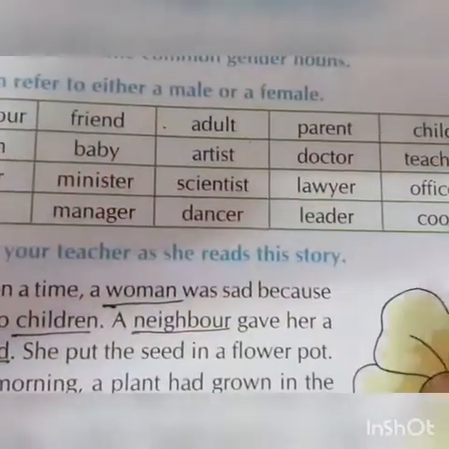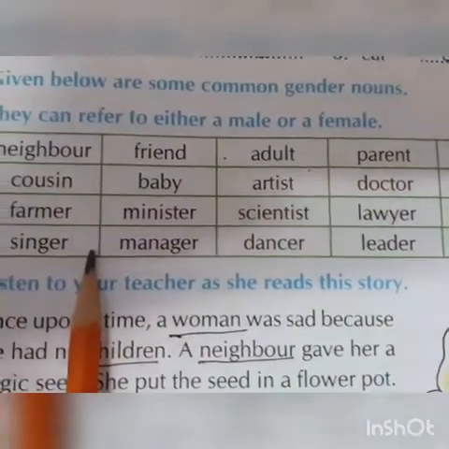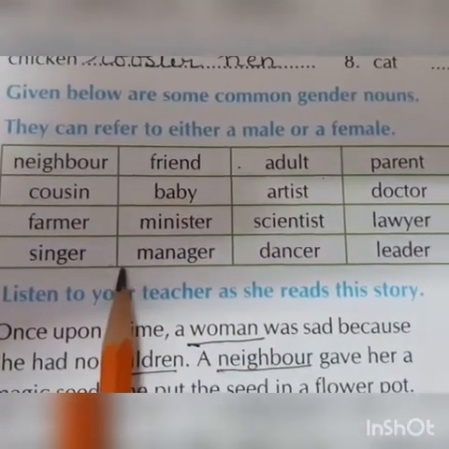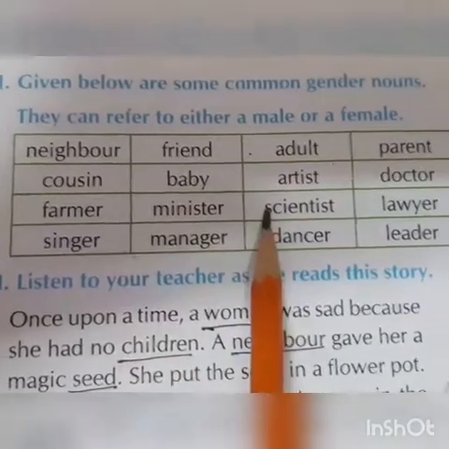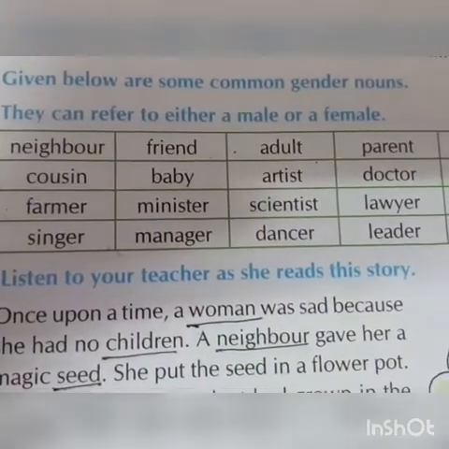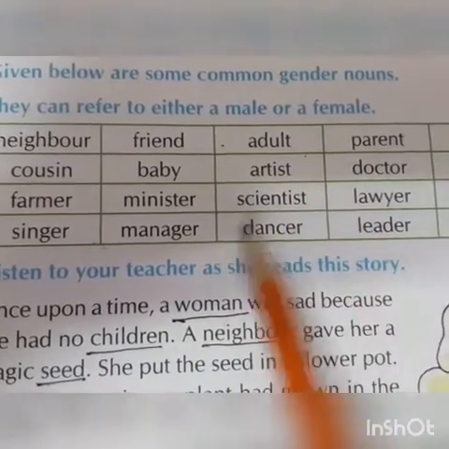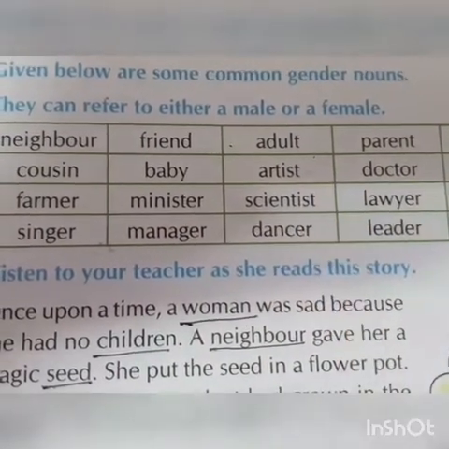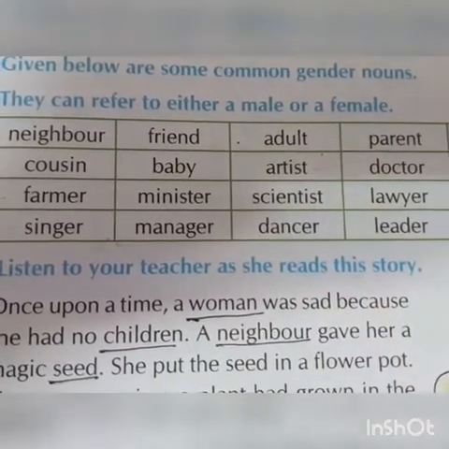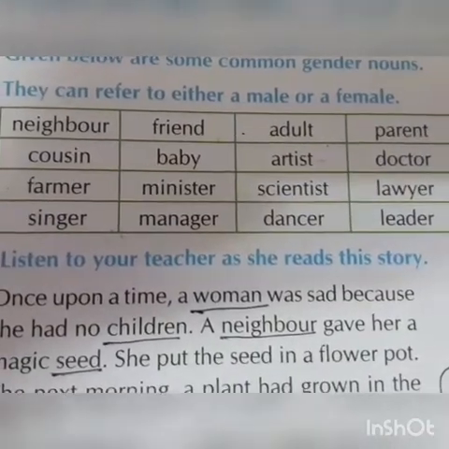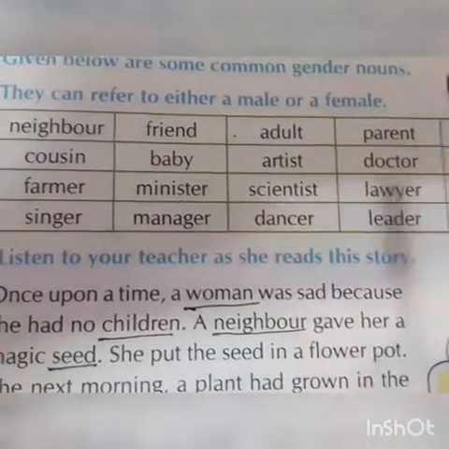Now these are certain words which are included in the common gender nouns, because we can refer to them as either male or female. Artist can be a male, artist can be a female. Scientist also can be a girl or a boy. Same way dancer, manager. So these are common gender nouns.